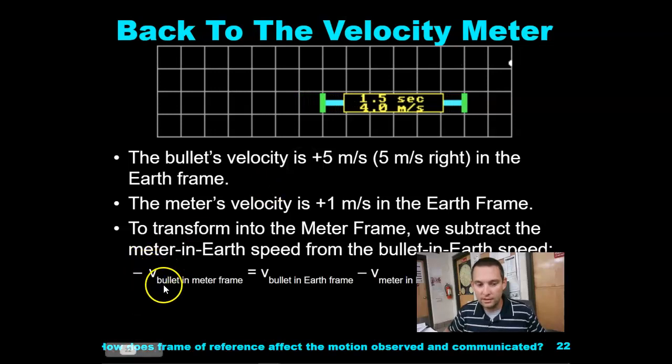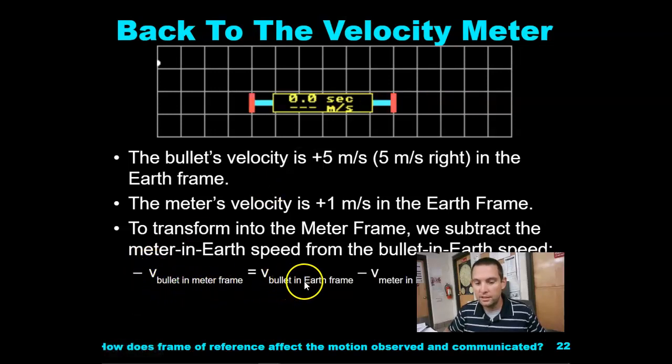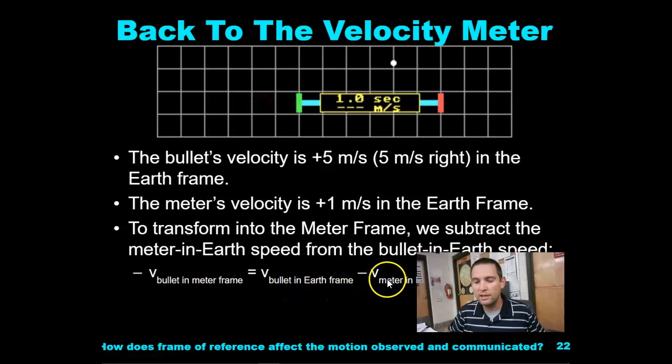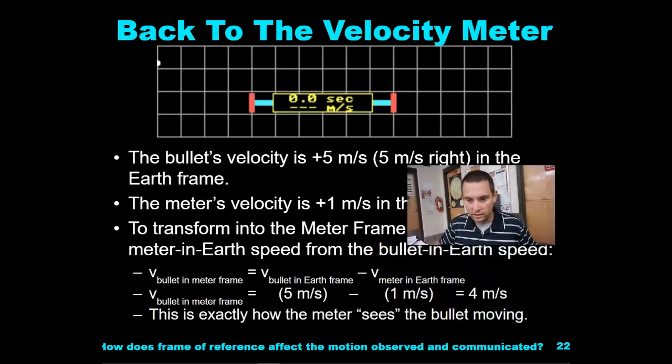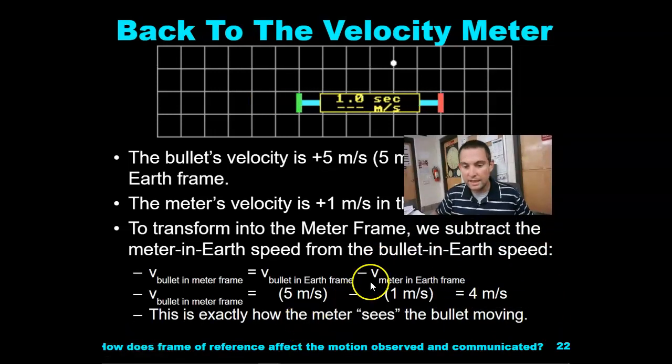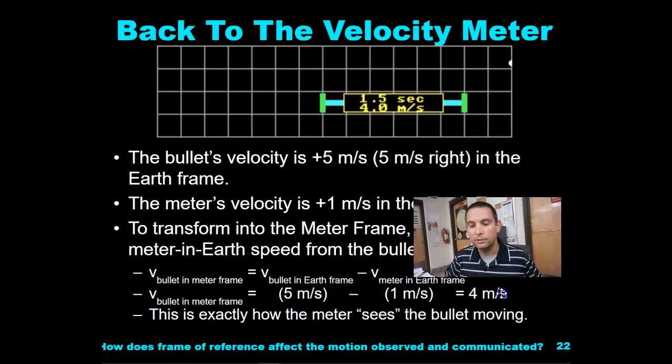The velocity of the bullet in the meter frame equals the velocity of the bullet in the Earth frame minus the velocity of the meter in the Earth frame, giving us 4 meters per second. This is exactly how the meter sees the bullet moving.